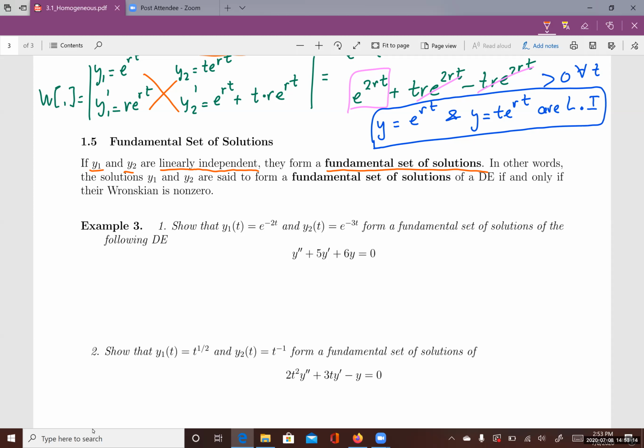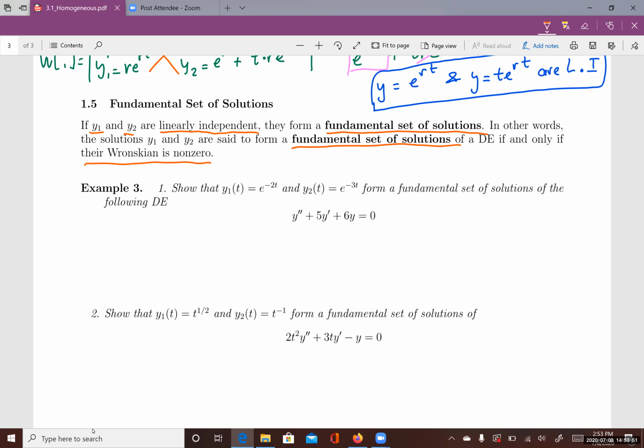In other words, two solutions form a fundamental set of solutions of a DE if their Wronskian is non-zero. So we use the Wronskian to determine whether two solution functions form a fundamental set of solutions. A fundamental set of solutions means that the linear combinations of the two functions y1 and y2 will span the entire solution set for the differential equation with all initial values.